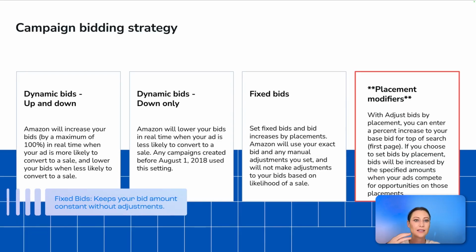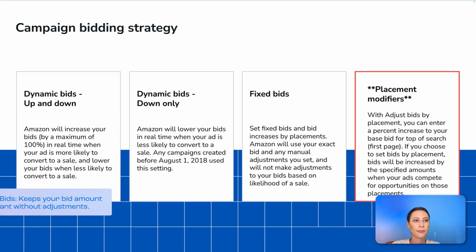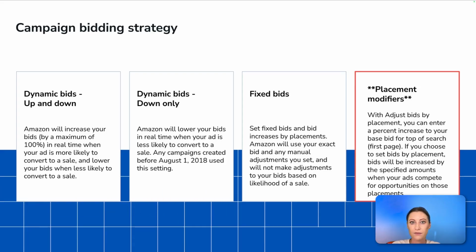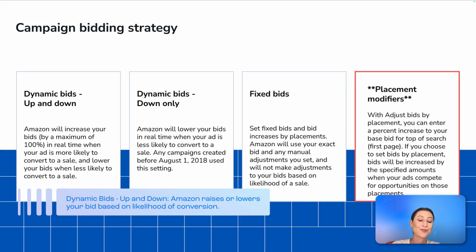If I say fixed bids, that's exactly what it is. I'm fixing my bid for good. I want a $3 bid. I don't want a lot of movement. If I say dynamic bids, down only, Amazon's going to lower my bid. If they don't think a customer is likely to purchase your product, they're going to lower your bid. It can be really beneficial. Dynamic bids up and down. Amazon's also going to increase your bid if they think someone's likely to purchase.